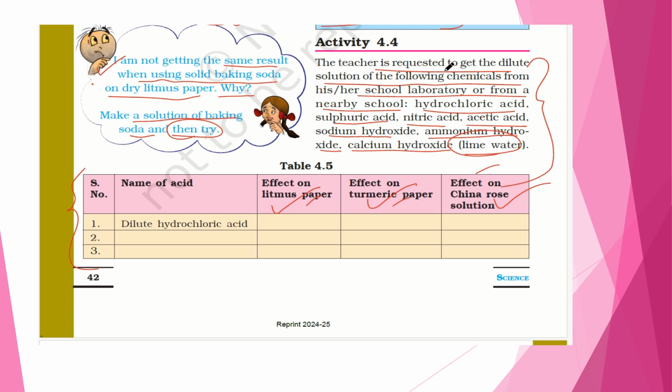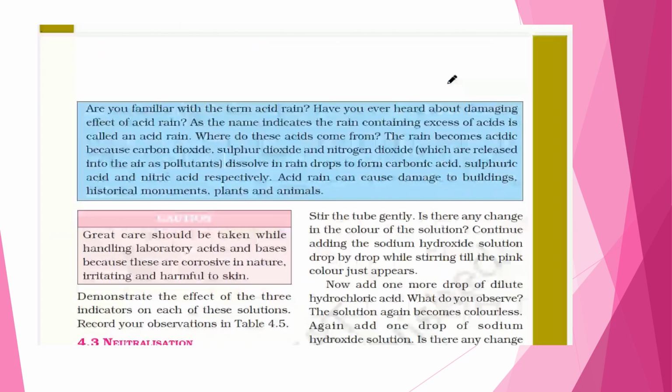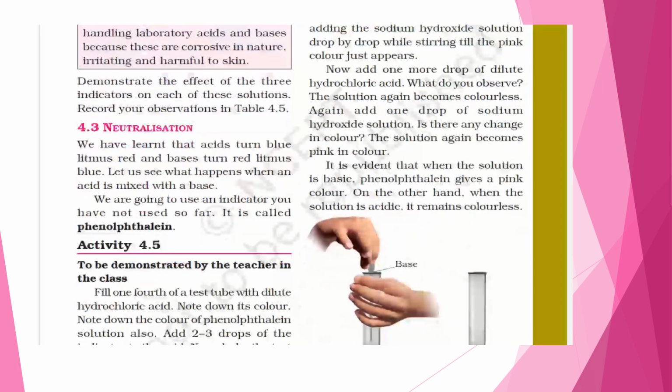Okay, so this is all for today's episode. I want to end it here, or else it will be too much for you, because today you have understood the three types of indicators: acidic, basic and neutral substances. And in the next episode we will be studying acid rain, what is acid rain, and we will study the neutralization process.